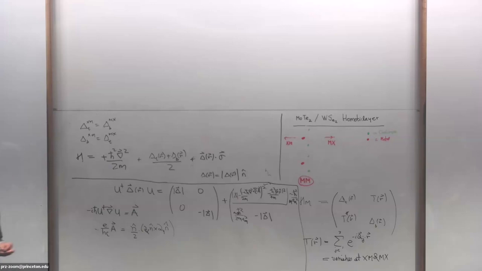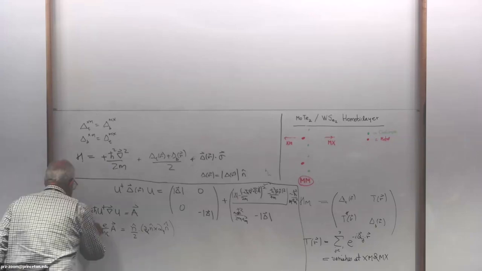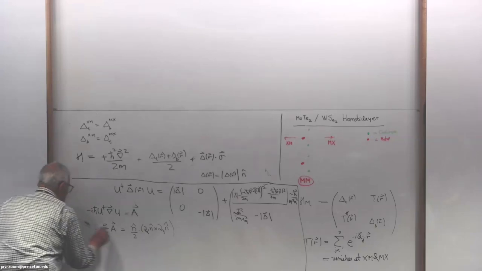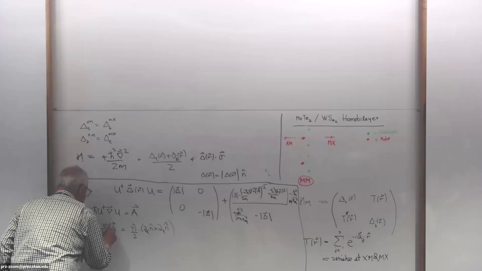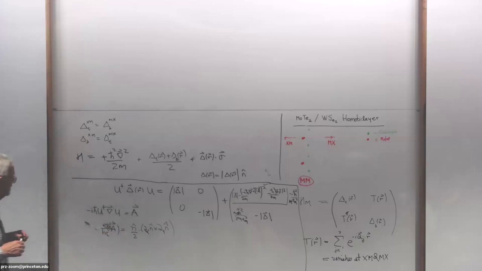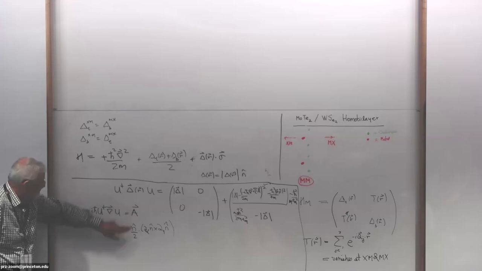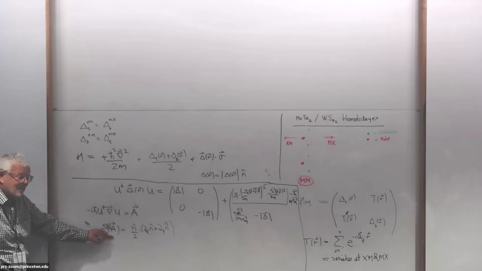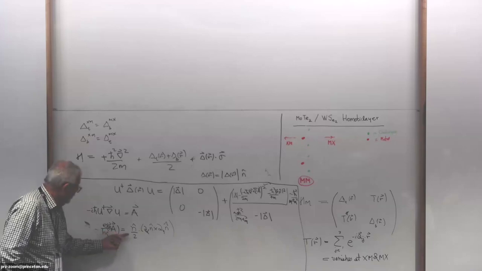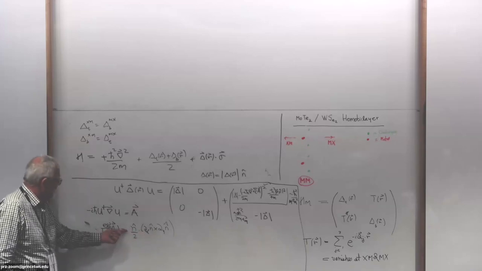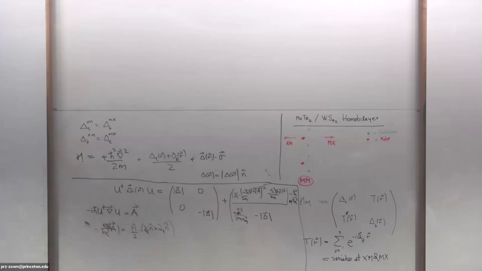So this Berry connection vector potential I can interpret as an effective magnetic field. The curl of that effective magnetic field is proportional to the rate at which I'm sweeping out area on the surface of the Bloch sphere as I move through space.